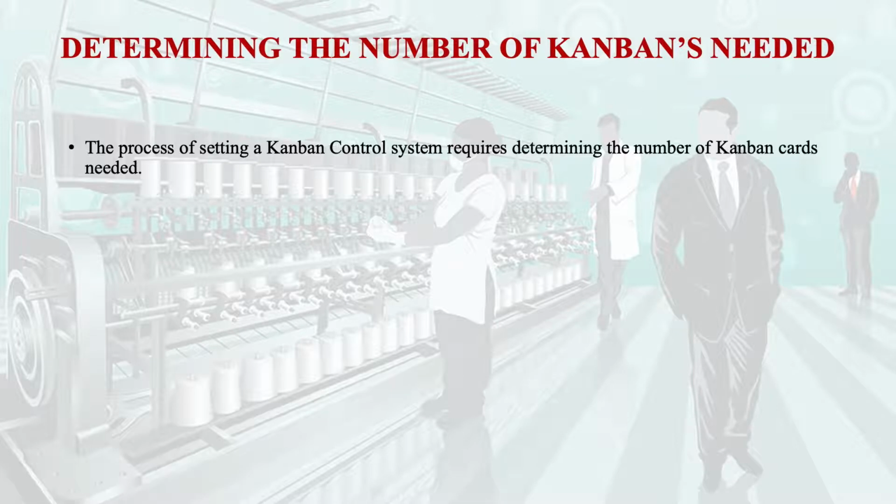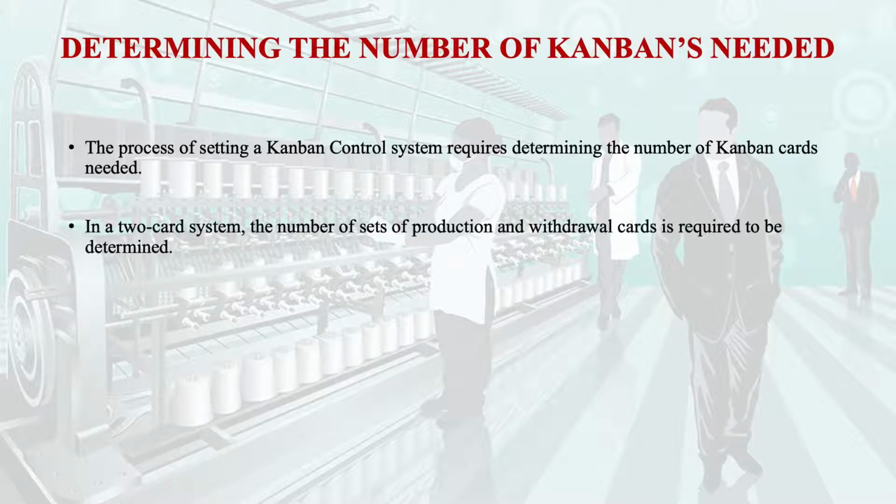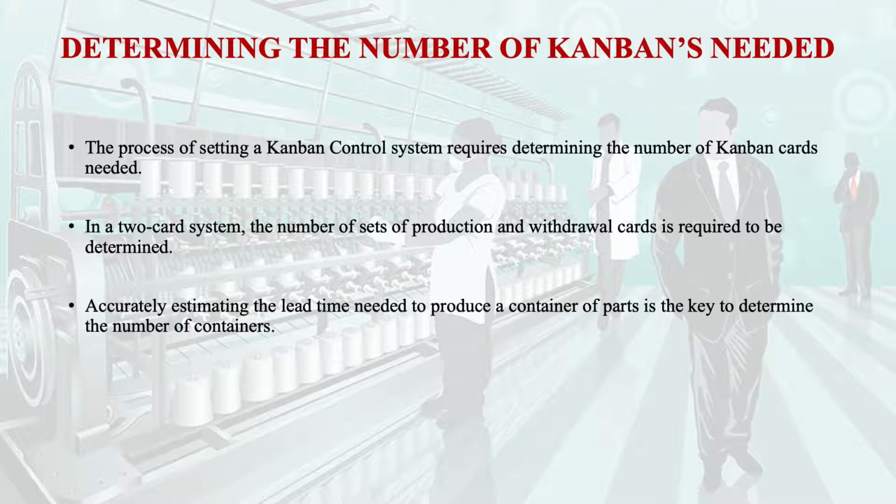Now we will define the number required in the process, or how you will determine the number of Kanban required. The process of setting a Kanban control system requires determining the number of Kanban cards needed. In a two-card system, the number of sets of production and withdrawal cards is required to be determined. Accurately estimating the lead time needed to produce a container of parts is the key to determining the number of containers.